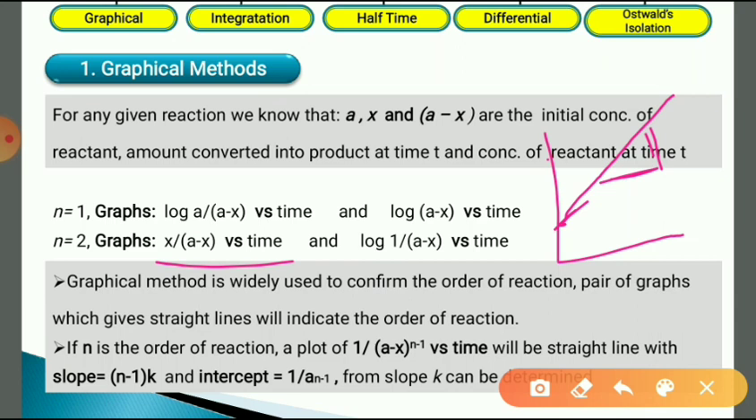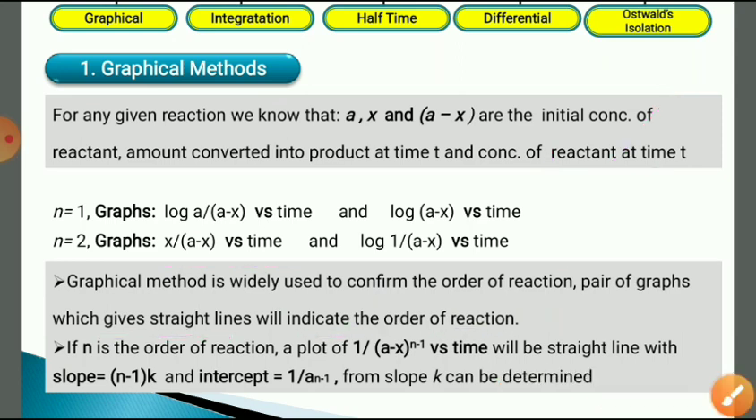From these graphs we can calculate the order of a reaction. The graphical method is widely used to confirm the order of reaction. A pair of graphs which give a straight line indicates the order of the reaction, as you have seen earlier. Now let's generalize this method.